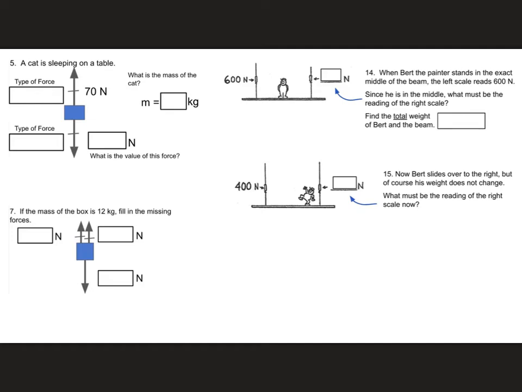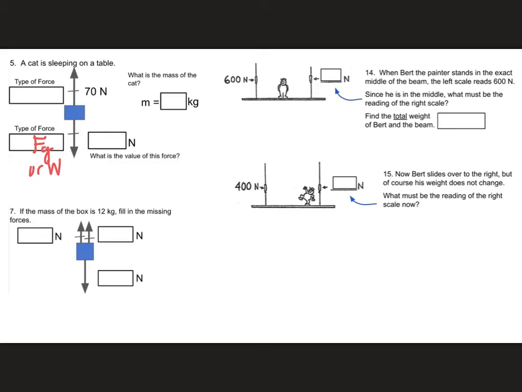So these questions on equilibrium sort of bring together everything we've been talking about. First of all, we have a cat sleeping on a table. And so from that information, we can tell what type of force we're dealing with. There would be gravitational force or weight pulling down. So you could label this F sub G, or you could label it W. Either one would be correct.